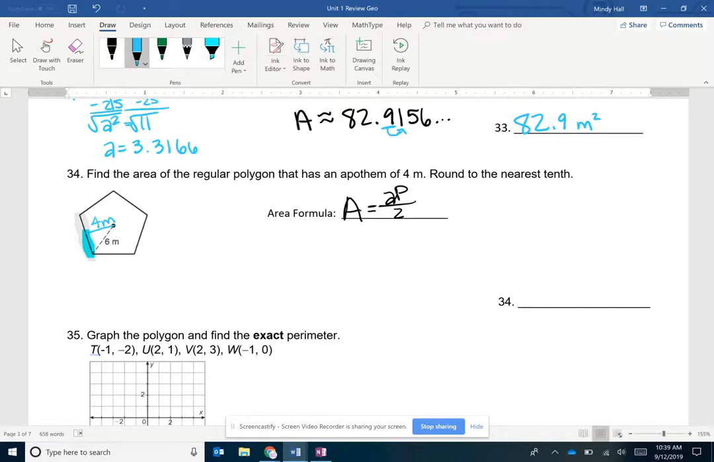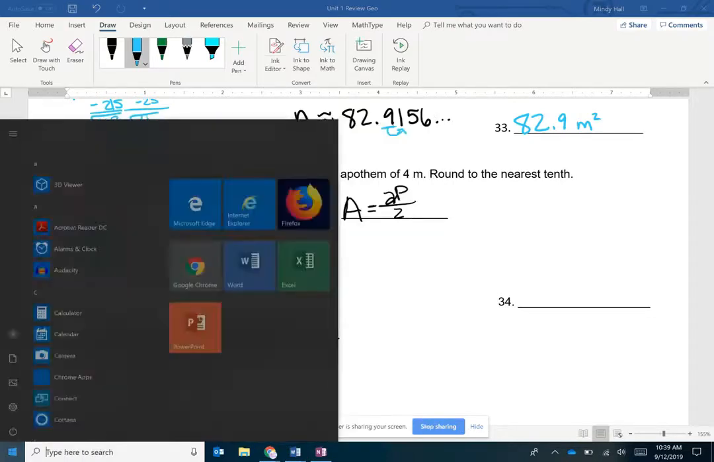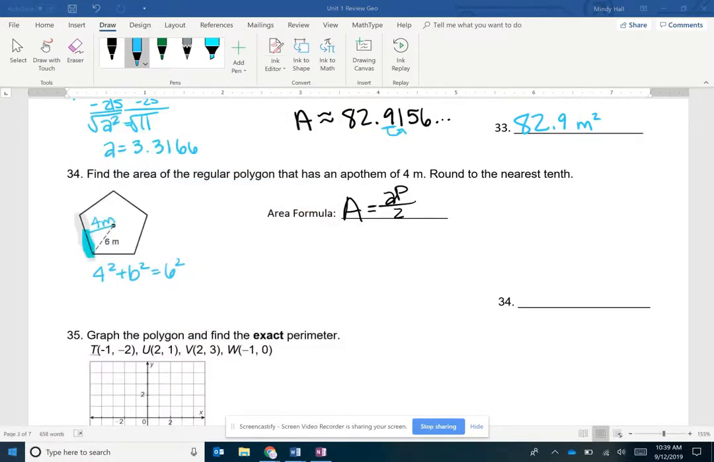So we are going to do it, but then when we get to the end, we're going to have to multiply by 2 to get the full gray side. So we would have 4 squared plus b squared equals 6 squared. Then 4 squared is 16 plus b squared equals 36. When you subtract 16, you get that b squared equals 20.